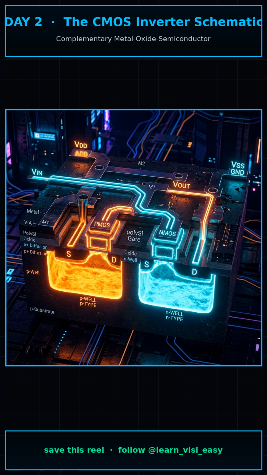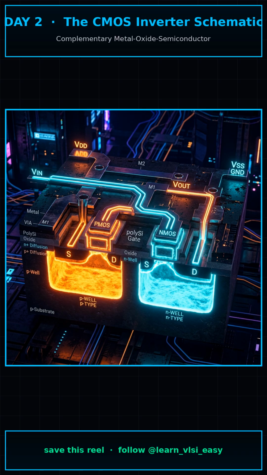The beauty of this complementary arrangement is how the two transistors take turns conducting. When the input is driven high, to a logic 1, the NMOS transistor turns on strongly, pulling the output down to 0. Simultaneously, the PMOS turns off, completely severing the path to the power supply.